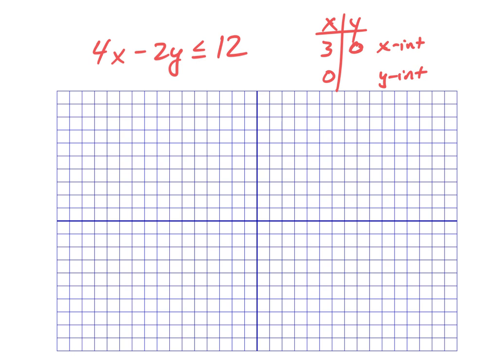Okay, and then we're going to do the y-intercept. So we're going to plug 0 in for x. 4 times 0 is 0, so we're going to cover it up. Negative 2y is equal to 12. You don't necessarily have to pay attention to the less than or equal to because we're just solving here. 12 divided by negative 2 would be a negative 6, and that would be our y-intercept.